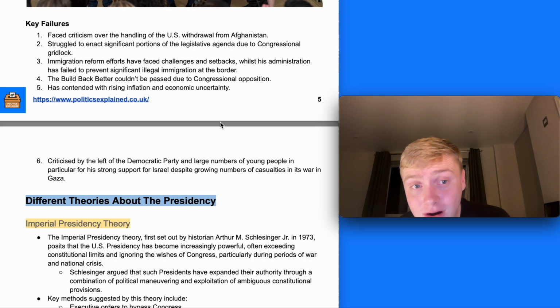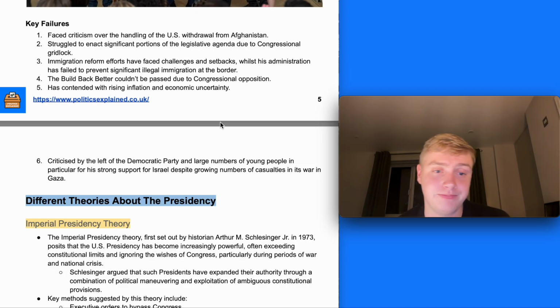The Build Back Better Act couldn't be passed due to congressional opposition from Joe Manchin, a moderate Democrat in particular. He's contended with rising inflation and economic uncertainty, and he's been criticised by the left of the Democratic Party and large numbers of young people for his strong support for Israel, despite growing numbers of casualties in Gaza.